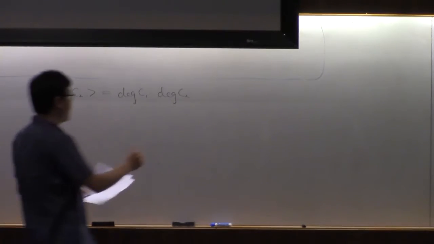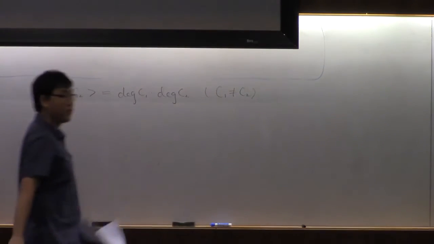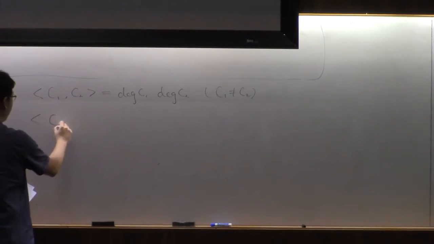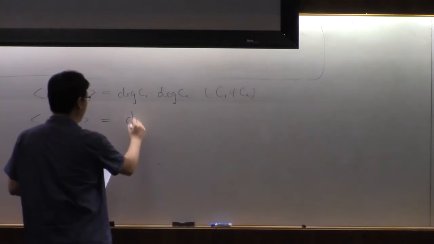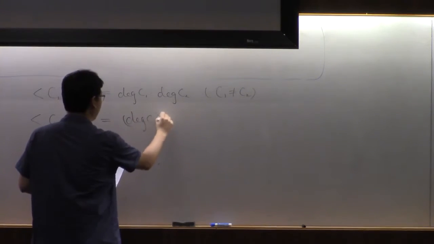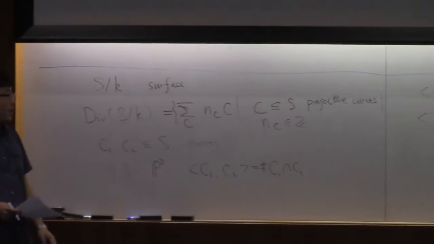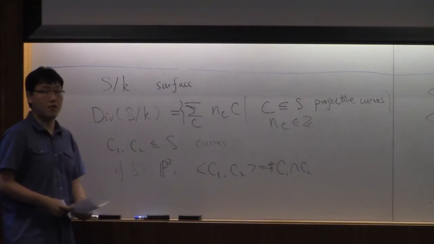So here, if this is true, you need to assume that the two curves are different. But if they are the same, you still want the same equality to hold, so you can just define this value to be the square of the degree of C. So this is the case for the projective plane. We can define such a bilinear form on the set of divisors.